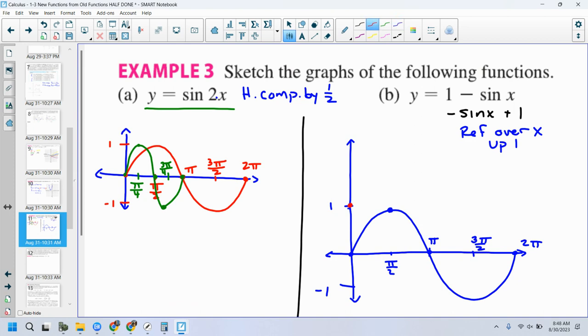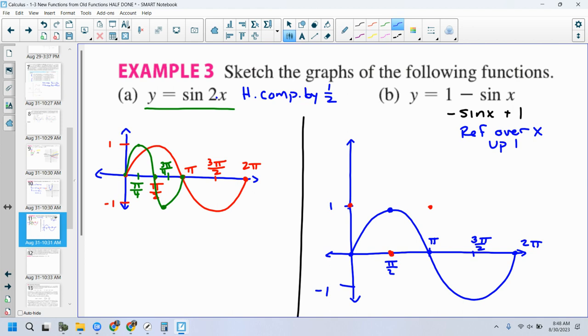I reflected over the x-axis. Where does it go? Pi over 2 comma negative 1, right? And then I go up 1. So it goes pi over 2, 0. This point here, pi comma 0. I reflected over the x-axis. It doesn't move. And then I go up 1. This point here, 3 pi over 2 comma negative 1. I reflected over the x-axis. It goes 3 pi over 2 comma positive 1. And then I go up 1.